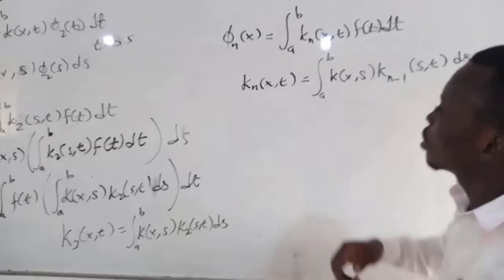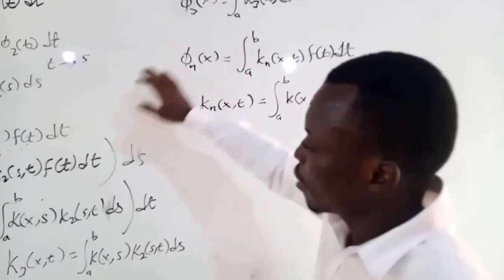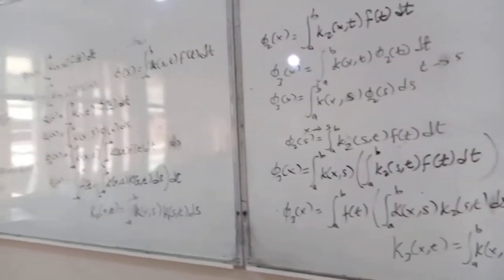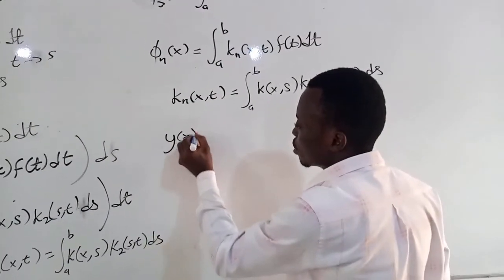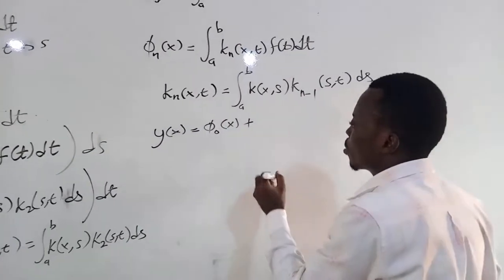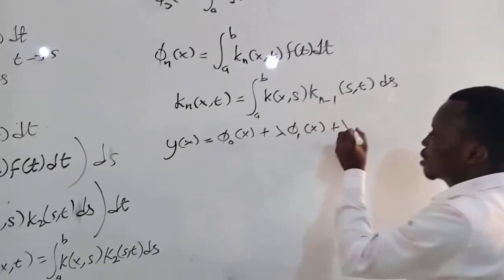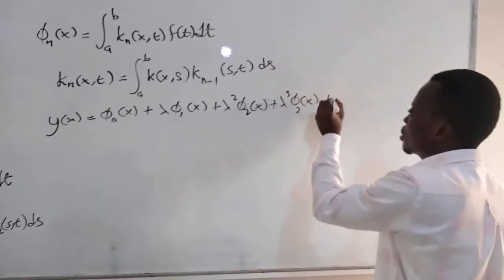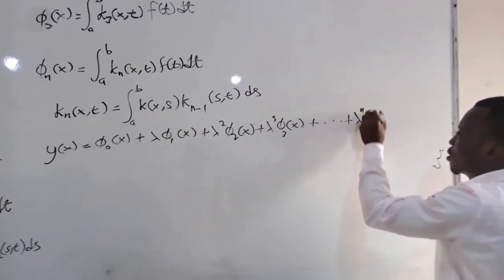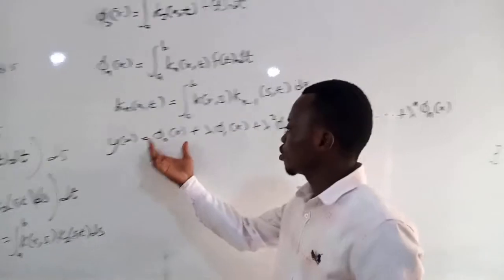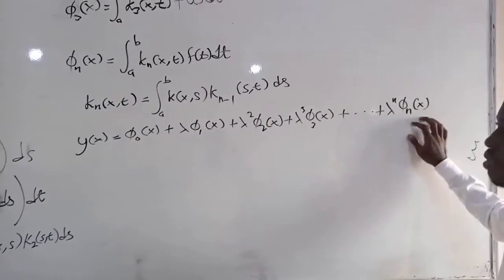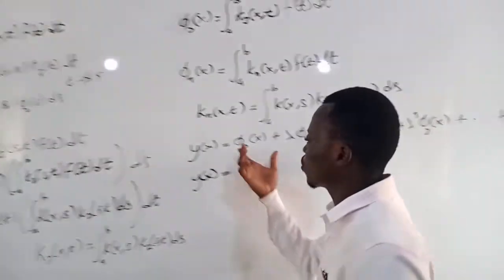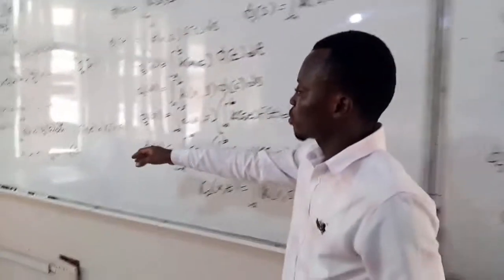Now let's substitute this phi 3 of s, then phi 2 of s, phi 1 of s, and phi naught into our series solution, which is phi of s equal to phi naught of s plus lambda phi 1 of s plus lambda square phi 2 of s plus lambda cube phi 3 of s plus dot dot dot plus lambda n phi n of s. We have phi naught of s, phi 1 of s, phi 2 of s, phi 3 of s up to the nth term. And we said that phi of s, y of s, is equal to phi naught of s, and phi naught of s is the same as the free term, which is f of s.